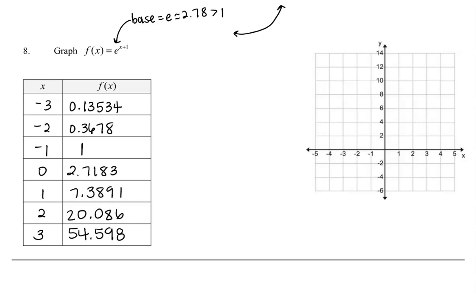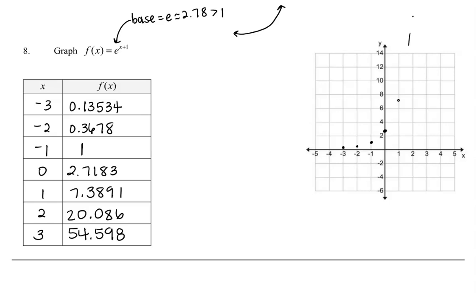And now we're ready to start plotting our points. So negative 3 is very close to the x-axis. Negative 2 is a little bit higher up. Negative 1 is up at 1. 0 is almost at 3, but not quite. 1 is a little bit past 7. 2 is all the way up at 20, so that's way up there. And 3 is even higher up.